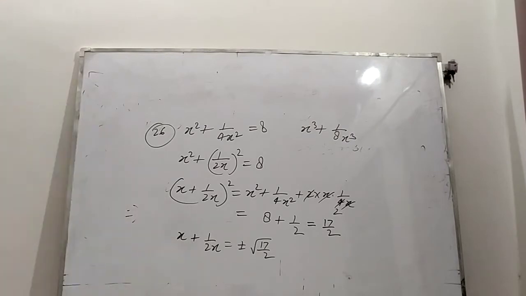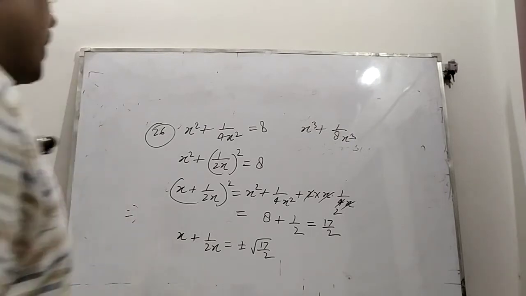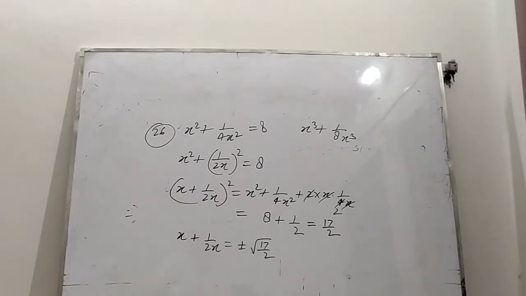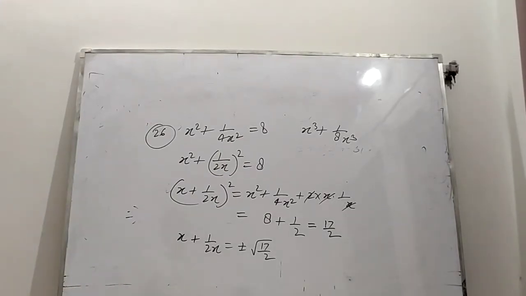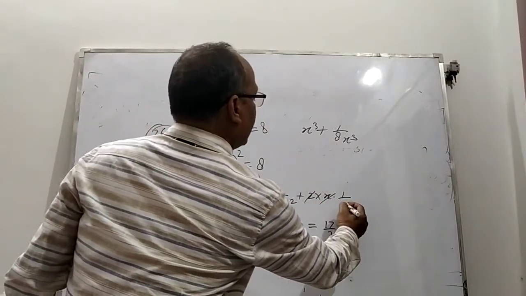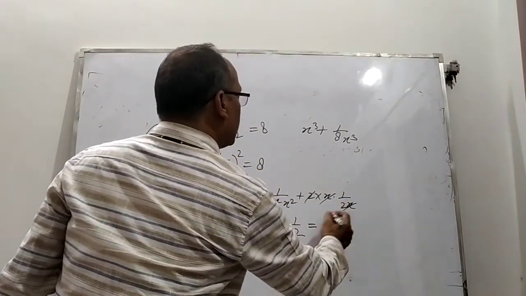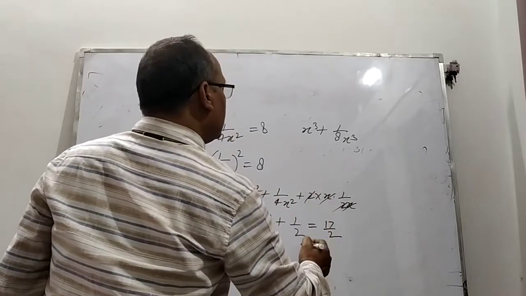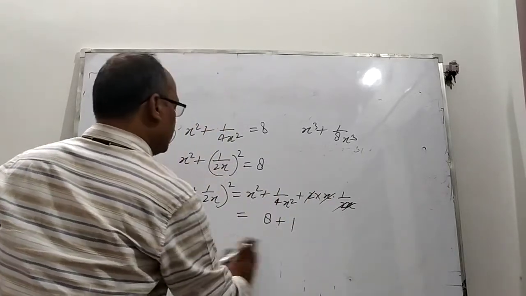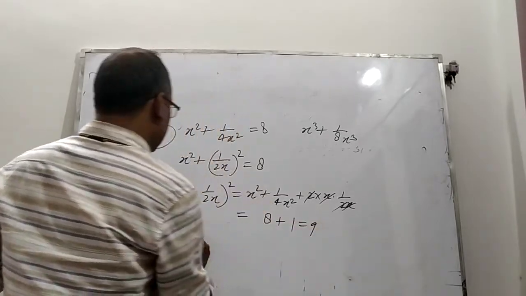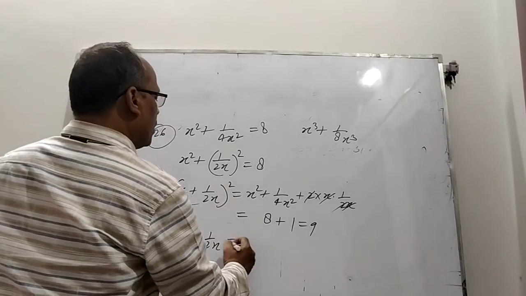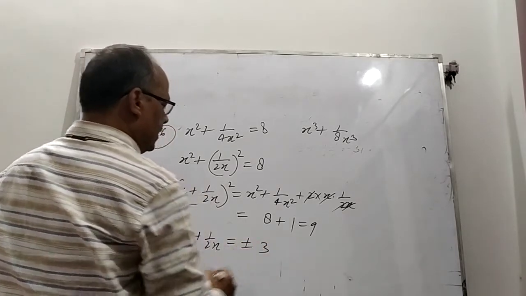After that you will get x cube plus 1 upon 8x cube. Yes, this is the second number. By mistake it is written here 4x, so this will be 2x. 2 cancels, and now it will be 1. It will become 9. x plus 1 upon 2x equals plus minus 3.